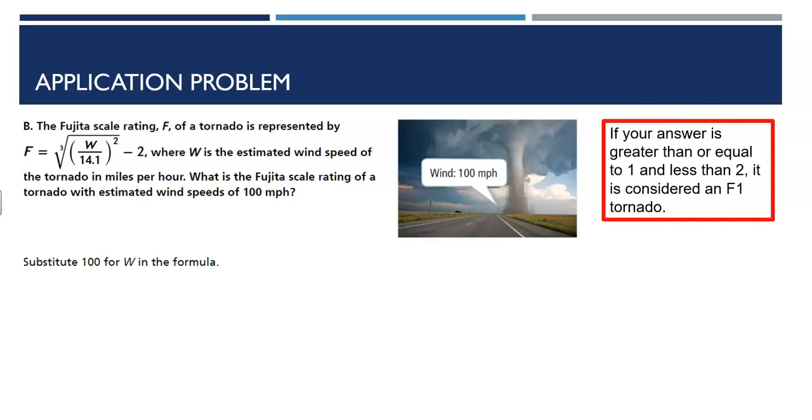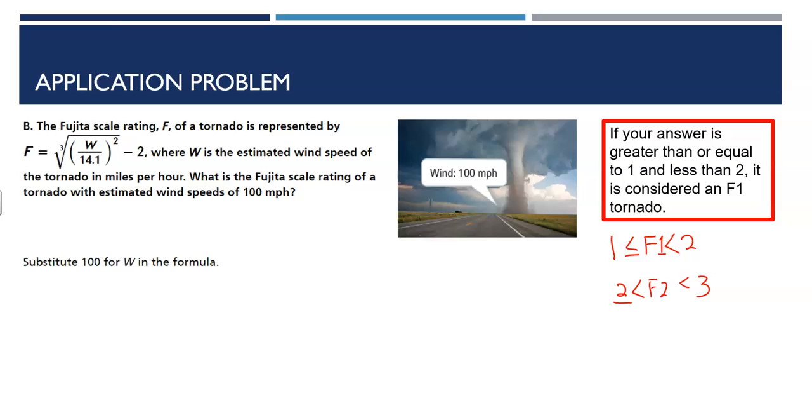Here's what it says. If your answer is greater than or equal to 1 and less than 2, it's an F1. So if F is between 1 and 2, then it's an F1. The F2 would be, as you can guess, greater than or equal to 2 and less than 3, right? So it goes up like that. So it's not a linear function, right? A cube root is not a linear function at all.